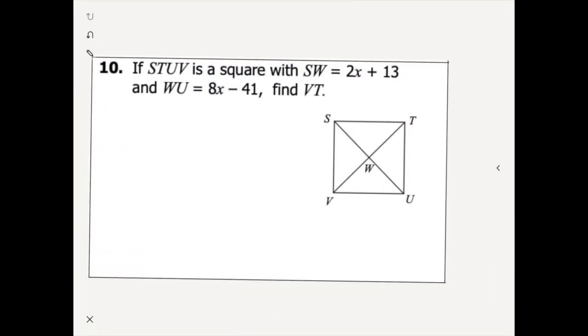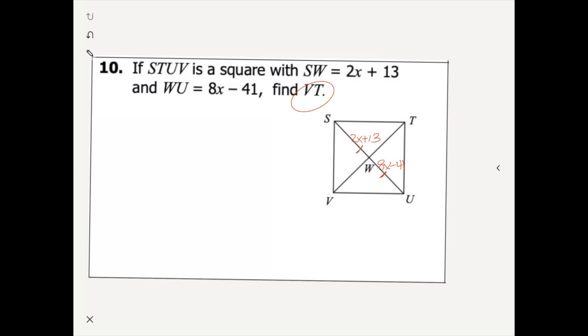Let's try another one. So this time, this is a square. It says if STUV is a square with SW being 2x plus 13. So this is 2x plus 13. And WU is 8x minus 41. They want us to find VT.